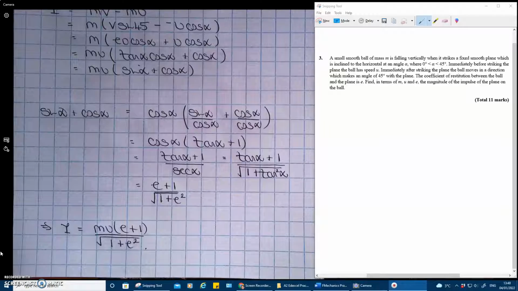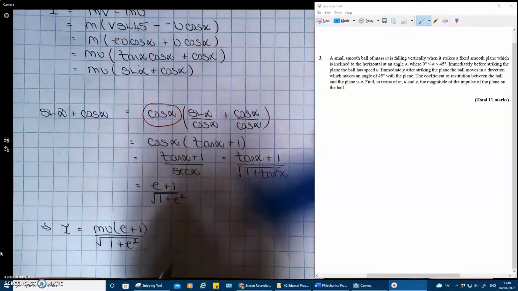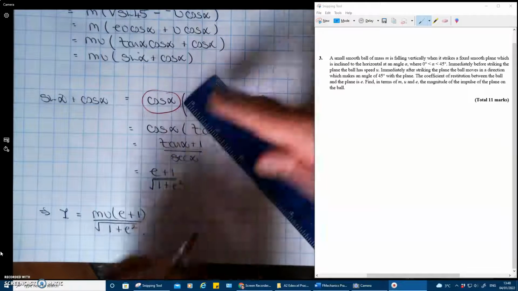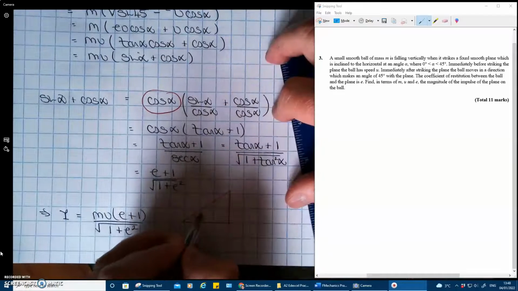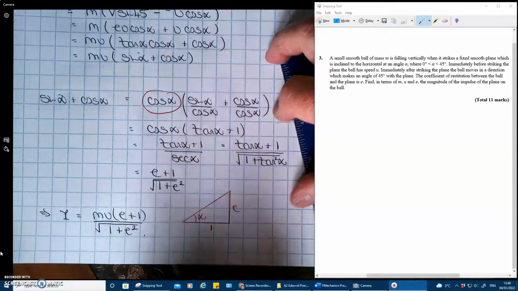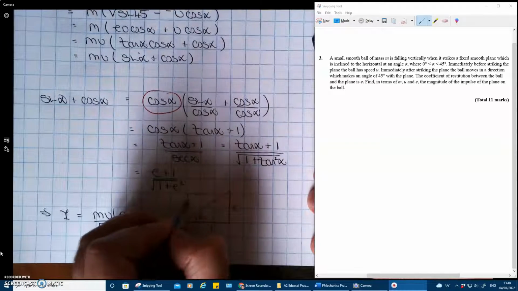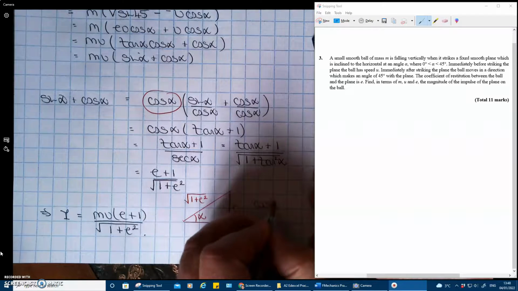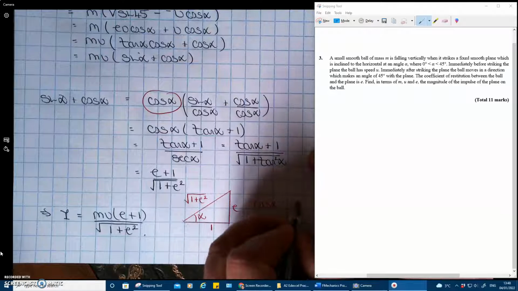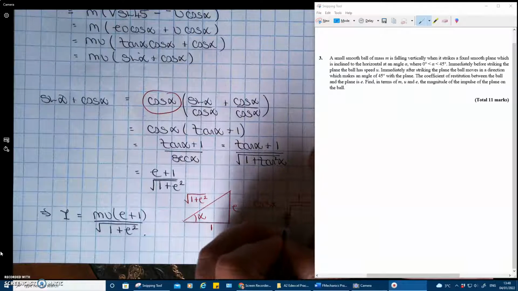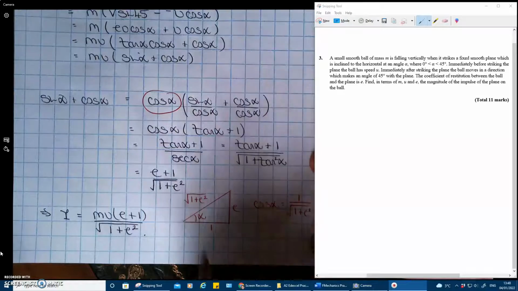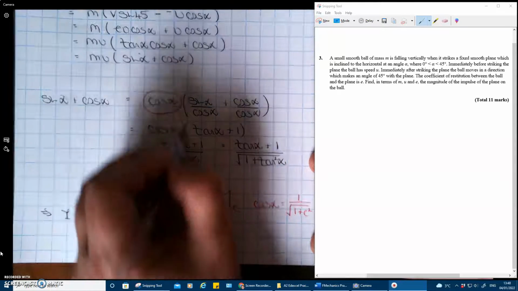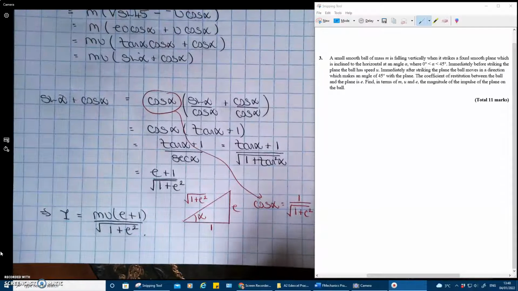Just thought of a slight alternative. This cos alpha term, because we know tan alpha is E, so tan alpha is E and tan is opposite over adjacent. I know the hypotenuse is root 1 plus E squared by Pythagoras, so I know cos alpha is adjacent over hypotenuse. So instead of doing this tan squared and the sec business, I could have just replaced this cos alpha with that, which would have made life a little bit quicker.